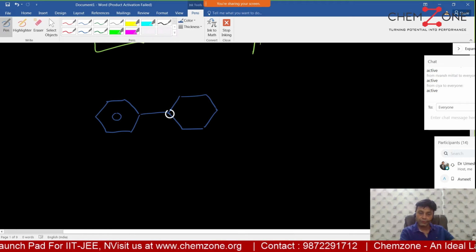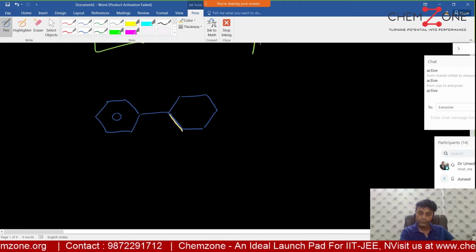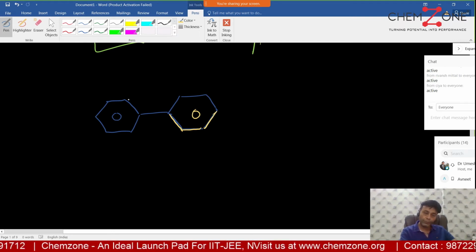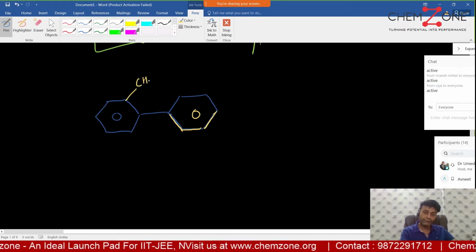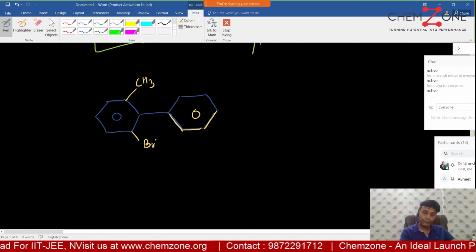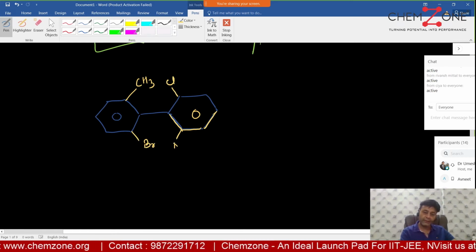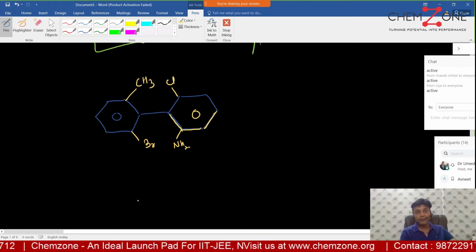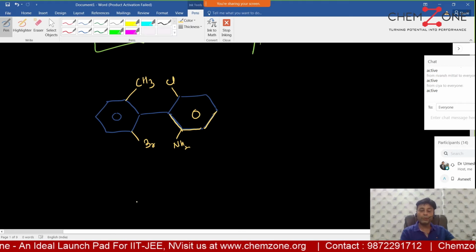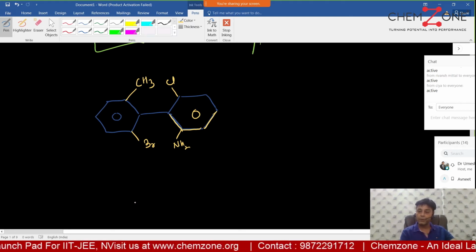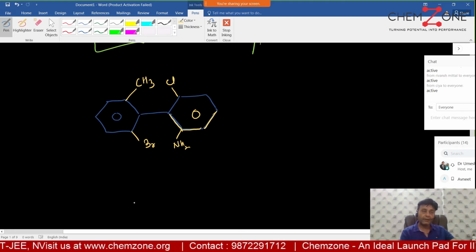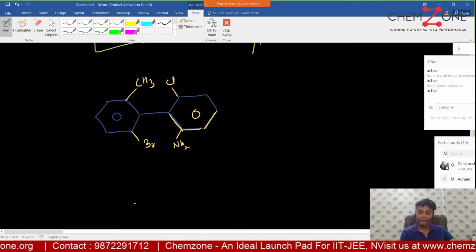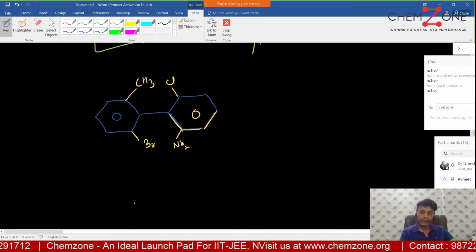This is towards the observer, and their ortho position is substituted with four different groups of atoms: bromine here, chlorine here, and NH2 here. We do not have any chiral carbon atom. So one thing is now very clear, that chirality is not a necessary condition for a compound to be optically active.